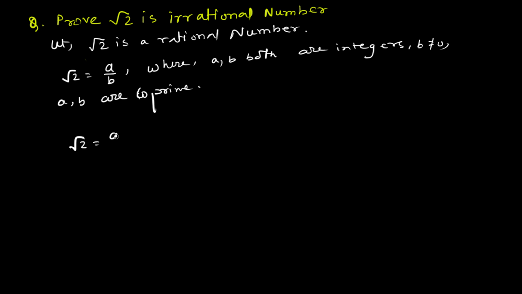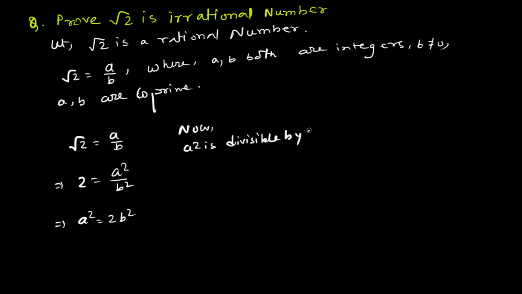Now we can square both sides. So 2 equals a square by b square. Now a square will become twice b square. Now we can see a square is divisible by 2, so we can write a square is divisible by 2, because a square has a factor 2. If a square is divisible by 2, then a is also divisible by 2.